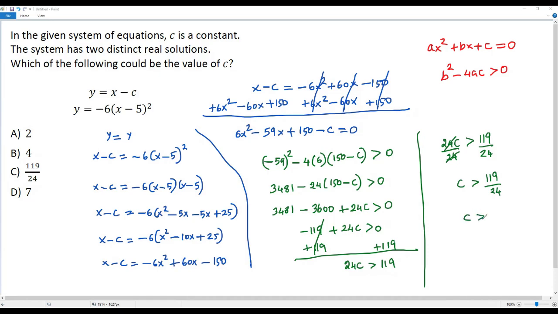Okay, now let's get the value of this fraction. The value of this fraction is approximately 4.96. So that is, the value of C over here is greater than 4.96. In the given answer choices, we have to pick the one which is greater than 4.96. That is 7 in answer choice D. So in the given answer choices, 7 could be the value of C. The correct answer choice for this question is D.